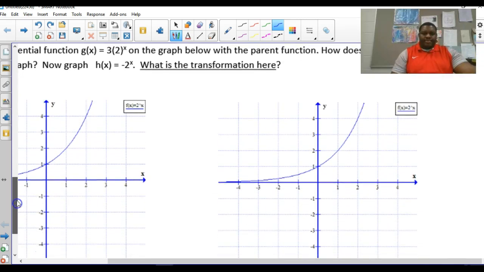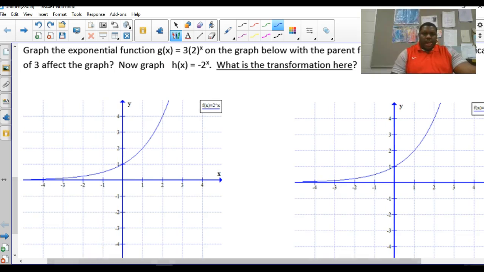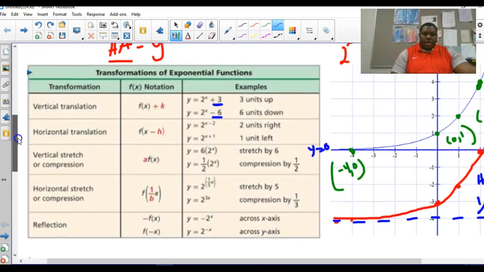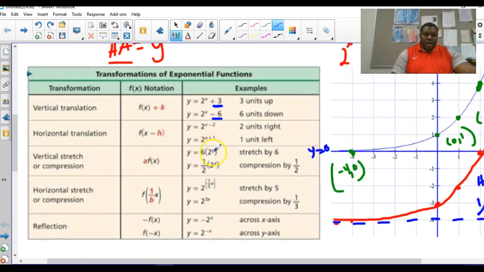Let's go down here. This problem here, I'm going to do this one on the left, okay? So 3 times 2 to the power of x. Remember, this is the parent function. We multiply it by 3. So if we look at our table, it tells us when we multiply the parent function by a whole number greater than 1, we stretch by 3.